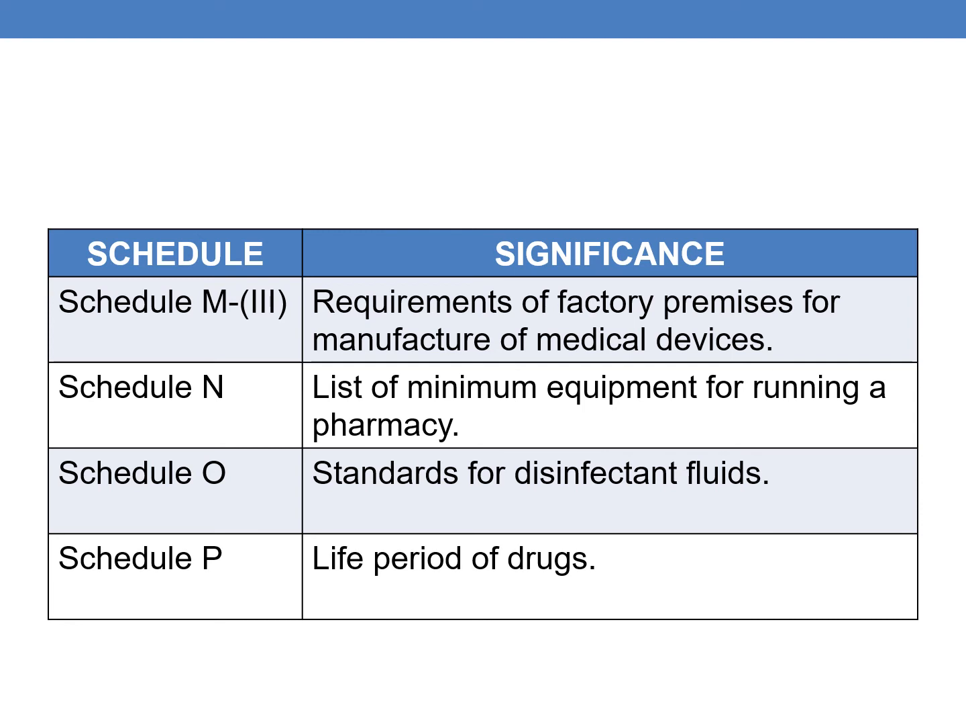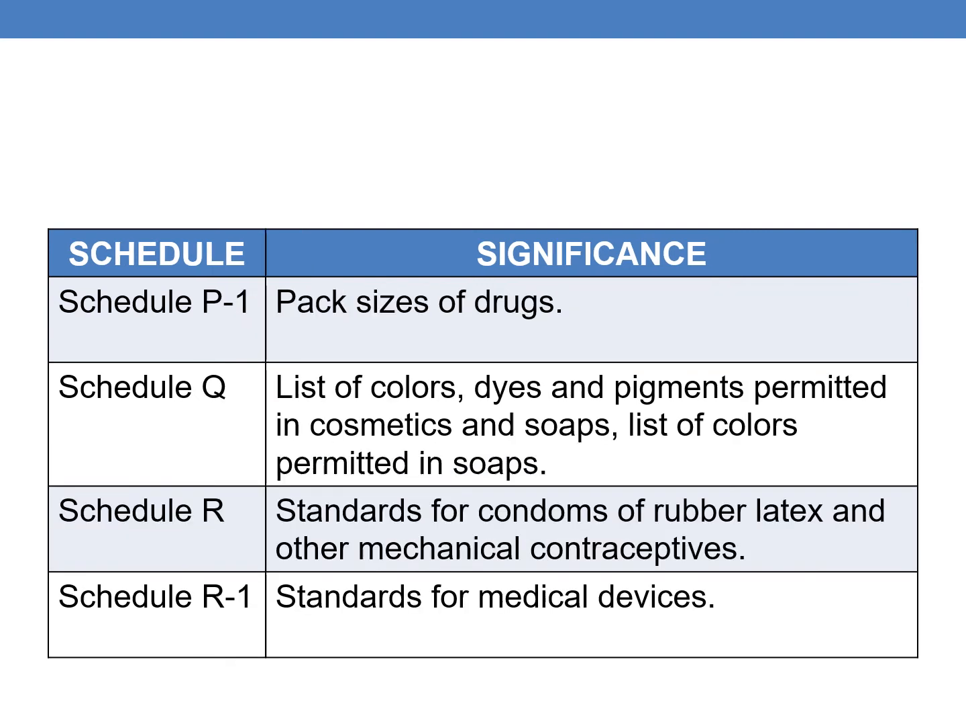Coming to Schedule N, it is a list of minimum equipment for running a pharmacy. Whereas Schedule O deals with the standards for disinfectant fluids. Schedule P deals with the life period of drugs. So P for period. Schedule P1 deals with the pack size of the drugs.